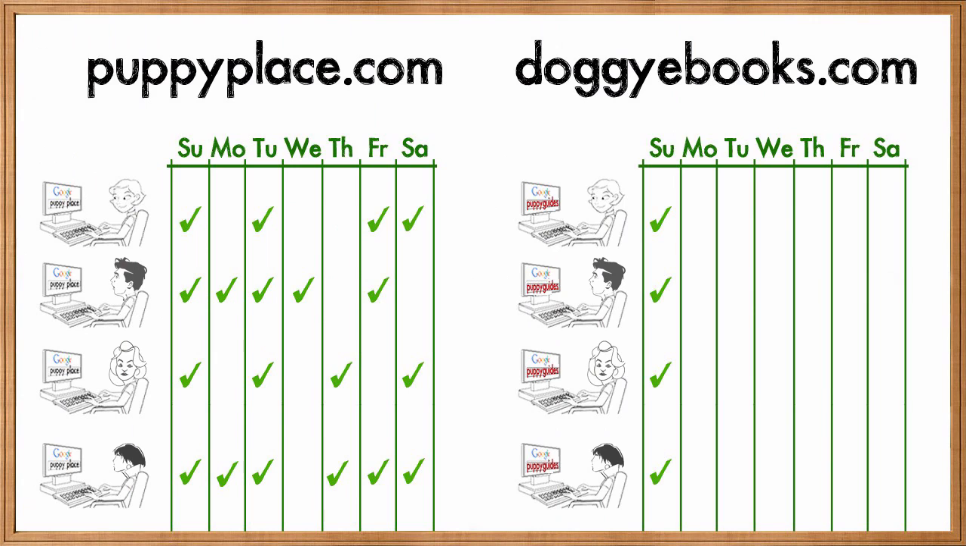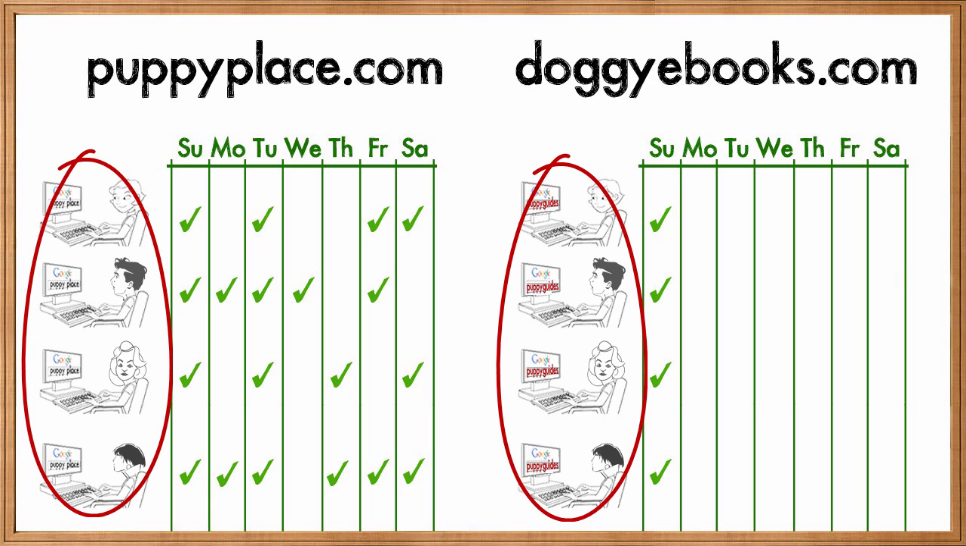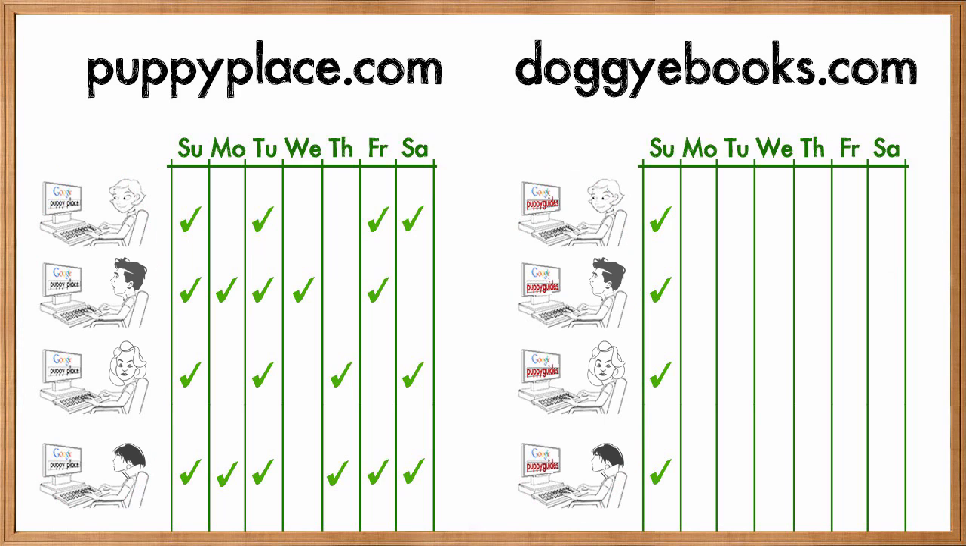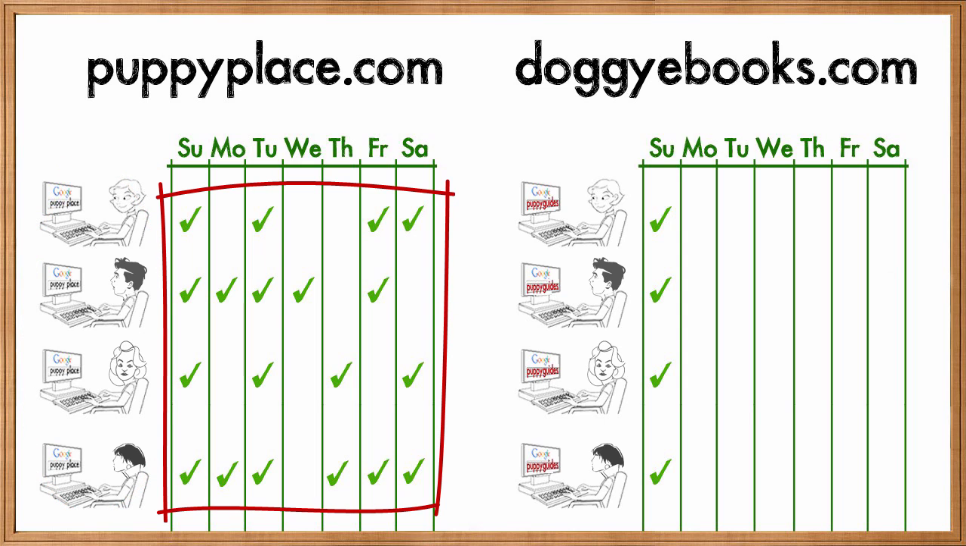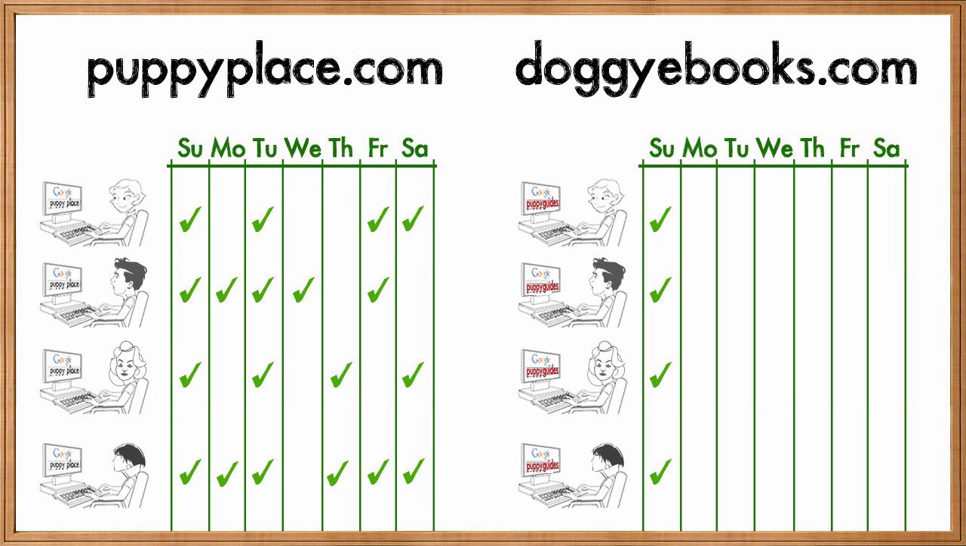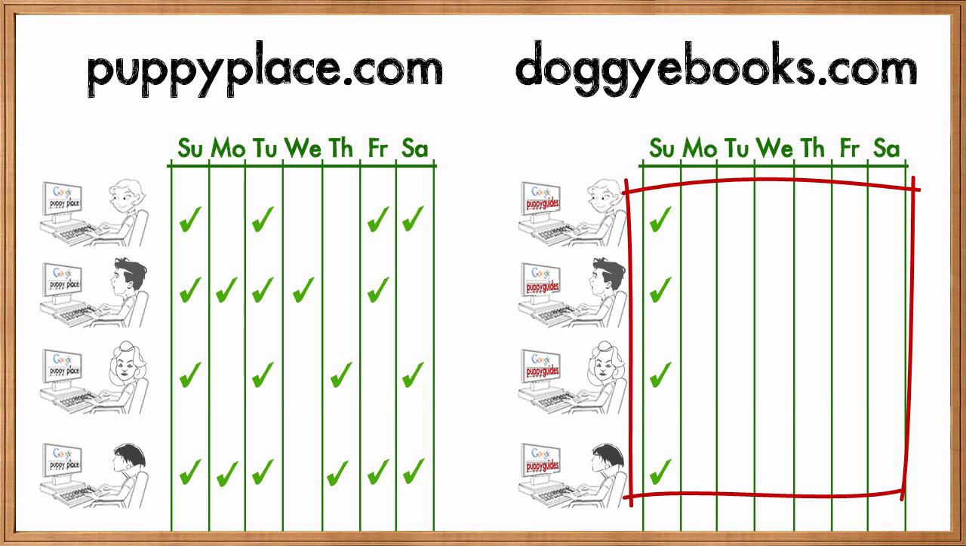Let's consider our example websites. In our slide here, we're showing a highly simplified and stylized log file of 4 different users accessing a website via Google for 1 week, Sunday through Saturday. So look on the left. On Sunday, 4 different people Googled up this website, puppyplace.com, and then they returned to the website again and again, multiple times throughout the week. And on the right, you can see on Sunday, Google saw 4 different people do a navigational search for the Doggy eBooks website, but then none of the users ever came back.